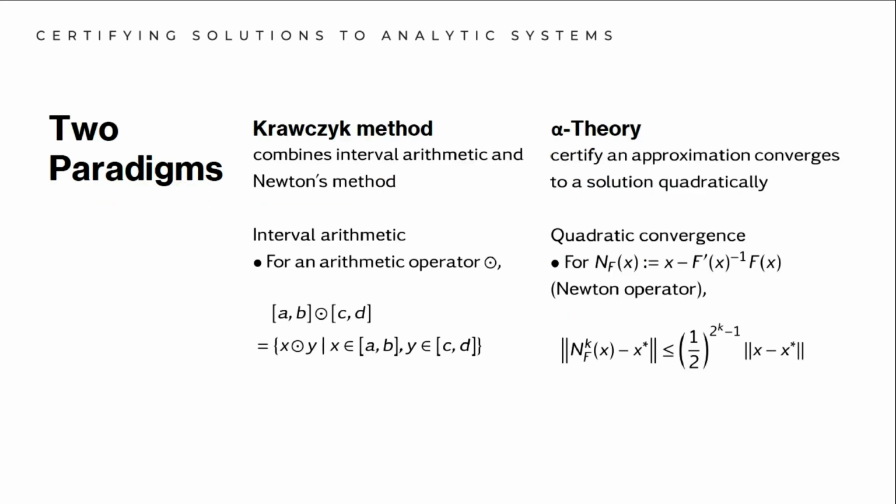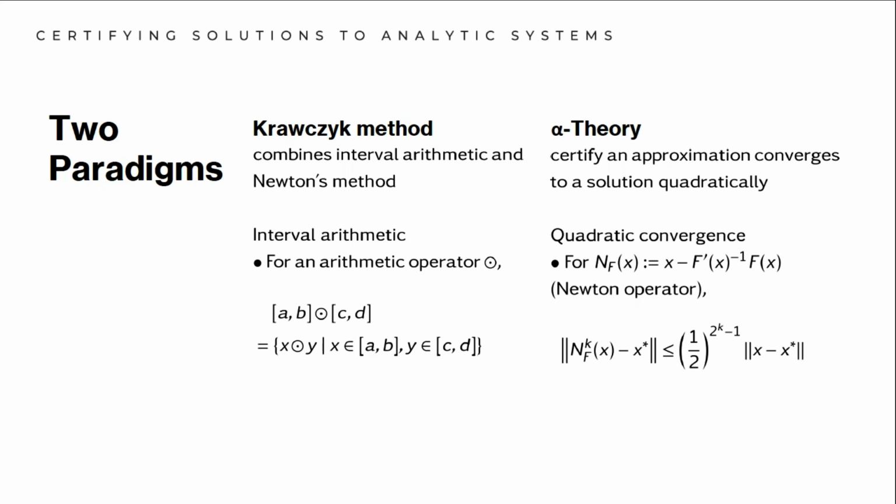So in this work, we're going to use two different methods to certify the solutions. The first one is the Krawczyk method, and the second is alpha theory. The Krawczyk method is a kind of interval extension of the Newton iteration, so it combines interval arithmetic and the Newton method. Let me introduce interval arithmetic a little more briefly. In order to have a conservative region when we do the computation, we define arithmetic operations between intervals. So we can add, multiply, subtract, and divide intervals.